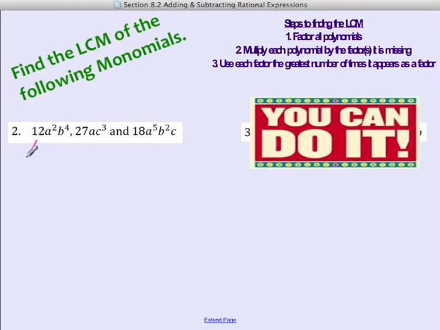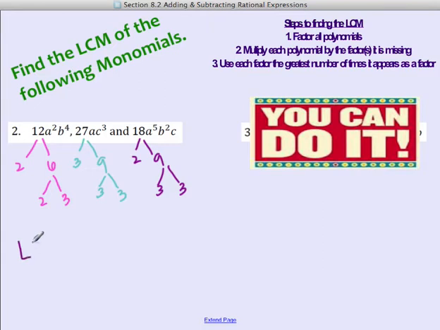We have 12. That's going to be 2 times 6, which breaks down into 2 times 3. So there's 12. Now let's do 27. That's really 3 times 9, and then that breaks down into 3 times 3. And then if we take a look at 18, 18 is 2 times 9, and that breaks down into 3 times 3.